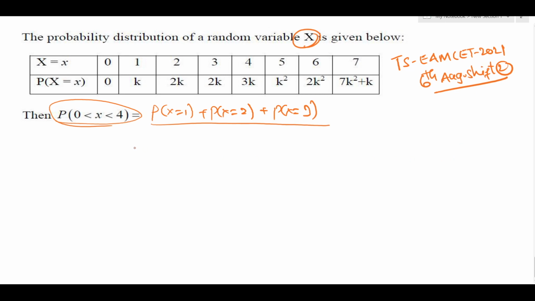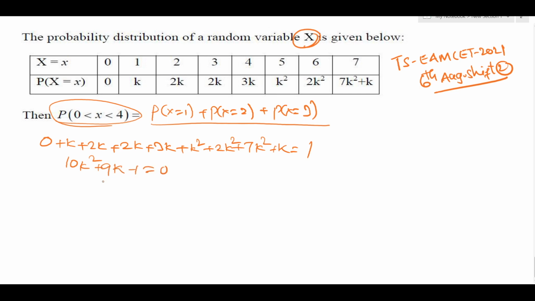We know that the sum of the probabilities is 1. That is 0 plus k plus 2k plus 2k plus 3k plus k square plus 2k square plus 7k square plus k is equal to 1. Here 7k square, 2k square, 9k square plus k square, this is 10k square plus k plus 2k plus 2k, 5k plus 3k, 8k plus k. This is 10k square plus 9k minus 1 is equal to 0. Now the factors of this are 10k minus 1 into k plus 1 is equal to 0.